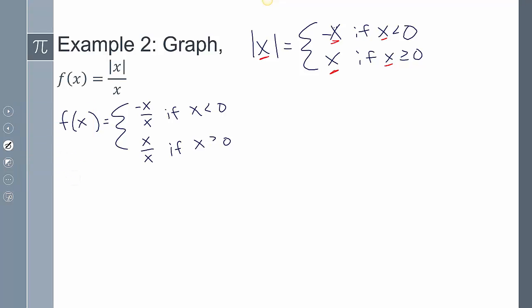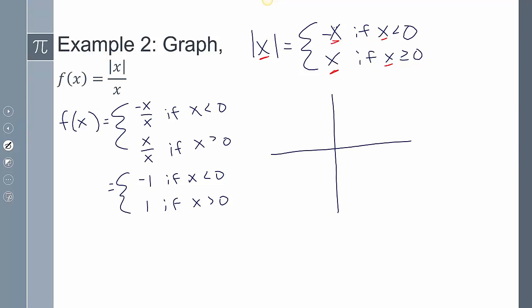So now, simplifying this, this is just going to be negative 1 if x is less than 0, and positive 1 if x is greater than 0. So now graphing this, we said it's negative 1 if it's less than 0, so here's negative 1 and here's positive 1. So open circle, and it's just a horizontal line. And then open circle, it's just a horizontal line.